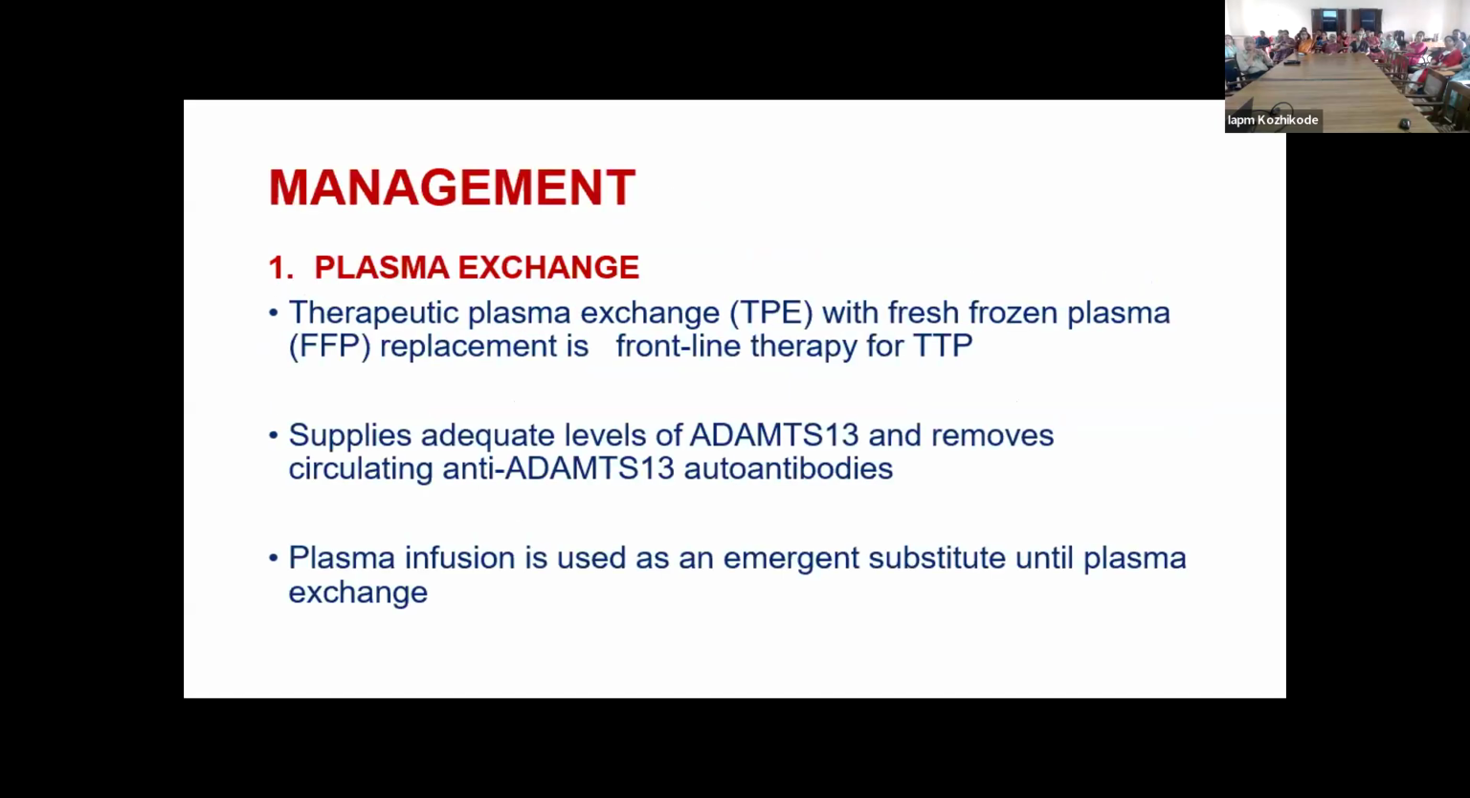Coming to management, we can do plasma exchange. Therapeutic plasma exchange with fresh frozen plasma is the frontline therapy for thrombotic thrombocytopenic purpura. This will supply adequate levels of ADAMTS13 and remove circulating anti-ADAMTS13 autoantibodies. Plasma infusion is used as an emergent substitute until plasma exchange.